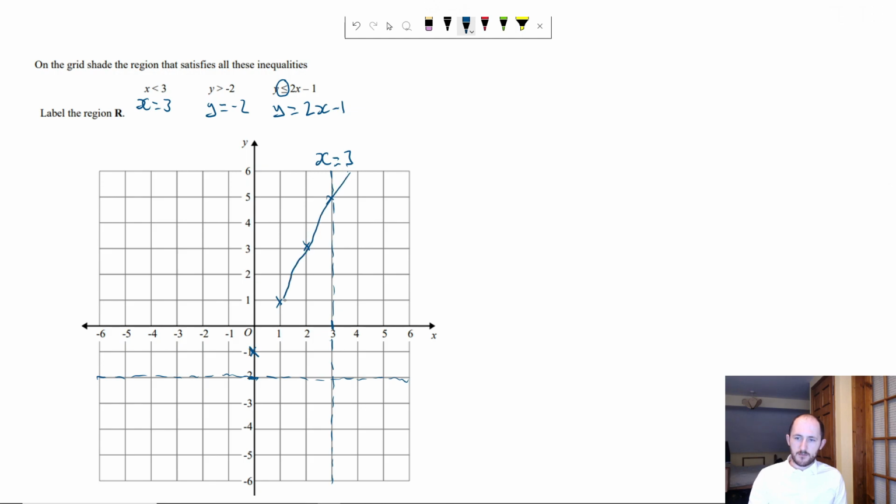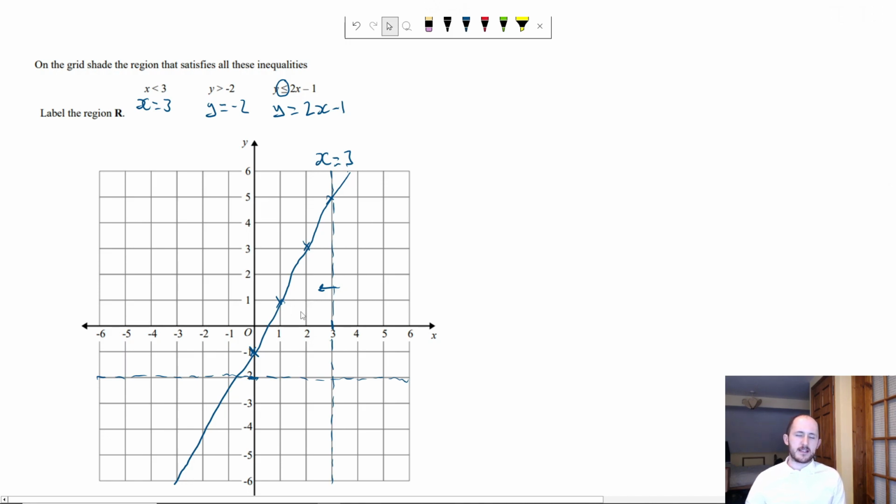Again, you would be using a ruler in your exam, so please forgive the terrible presentation. Put your ruler straight through and draw it. Okay, this gives us the majority of the marks, but now we have to actually shade in a region, label it R. Well, let's start with our x equals 3. It's less than 3, so that means it should be to the left of this line, right?